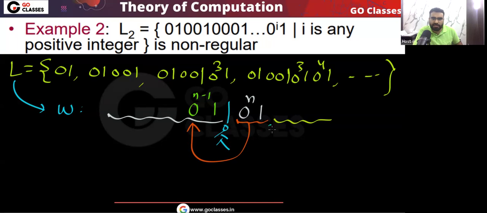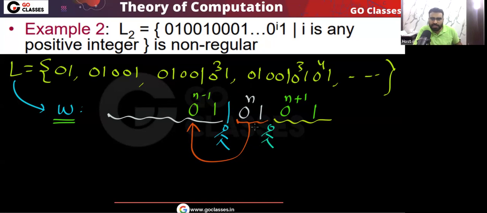Let's assume you are standing here. Then tell me, what is the next thing that will come in this string w? In this string w, what is the next part? What will come? That will be 0 power n plus 1 1. Okay. Now, do you understand that you have to remember this thing? Yes or no? Do you agree with me?